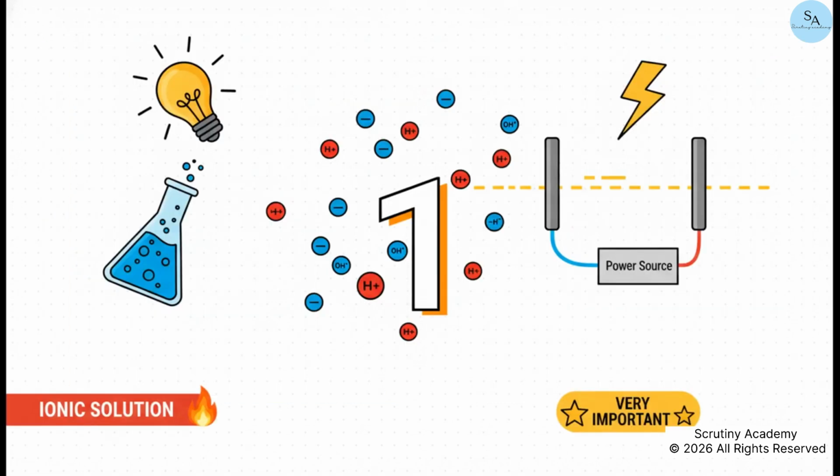So this is the most important point. The number one rule you absolutely must remember from this whole activity. An electric current flows through a solution only if there are ions present. No ions, no current. That's the main takeaway.